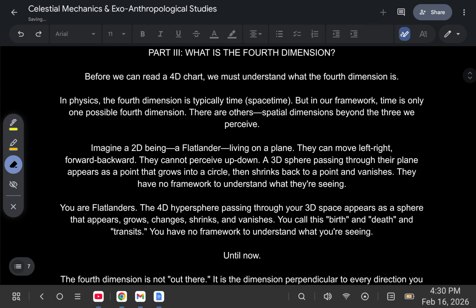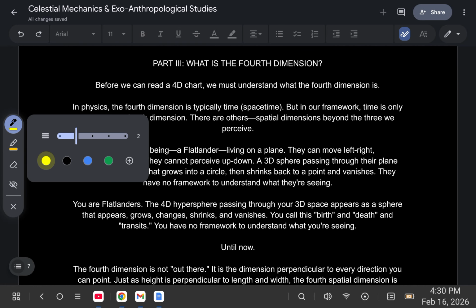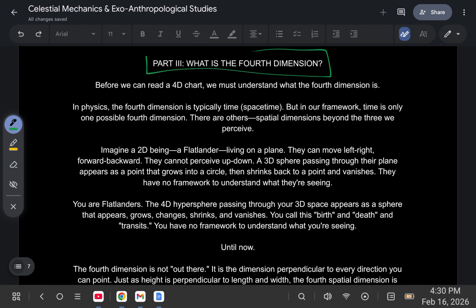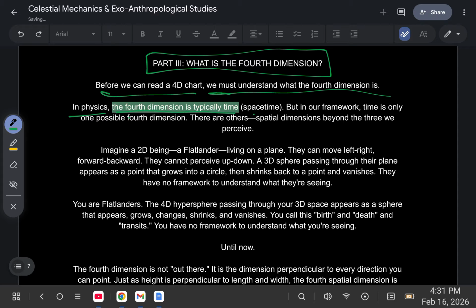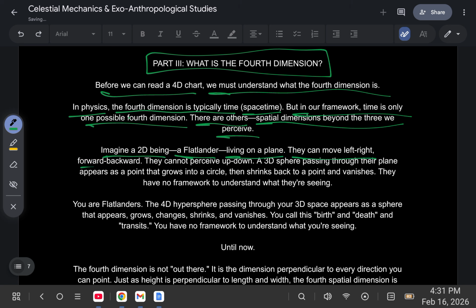So now we get into what is the fourth dimension. Before we can read a 4D chart, we must understand what the fourth dimension is. So in physics, the fourth dimension is typically time, space-time, but in our framework, time is only one possible fourth dimension. There are others, spatial dimensions beyond the three we perceive. Imagine a 2D being, a flatlander living on a plane. They can move left, right, forward, backward. They cannot perceive up, down. A 3D sphere passing through their plane appears as a point that grows into a circle, then shrinks back to a point and vanishes. They have no framework to understand what they're seeing.